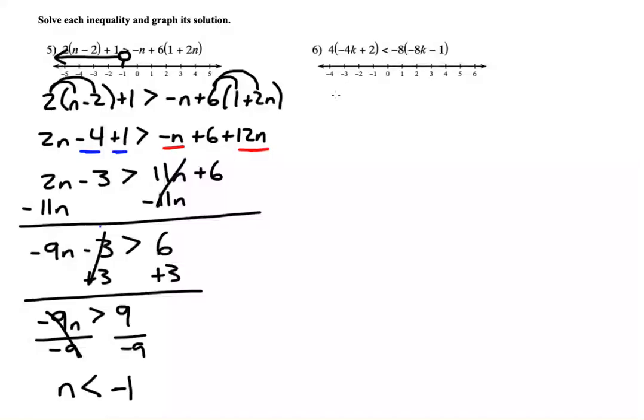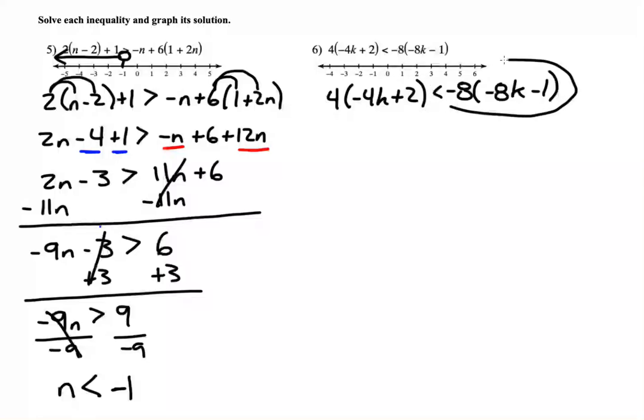All right, let's take a look at number 6. 4 times the quantity negative 4k plus 2 is less than negative 8 times the quantity negative 8k minus 1. This entire piece is multiplied by 4, and this entire piece is multiplied by negative 8. So if I divide the entire side by 4, and I do it to both sides, it's going to make my numbers a lot easier to deal with.